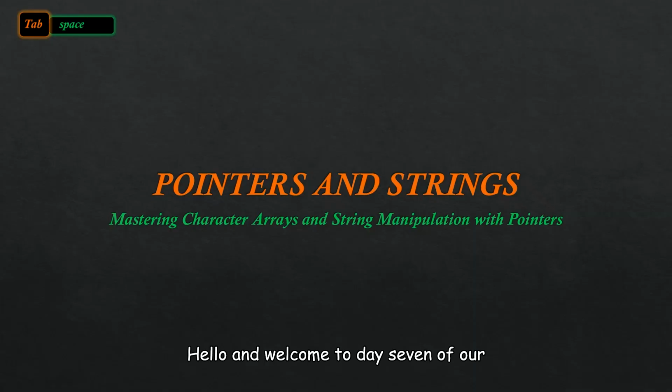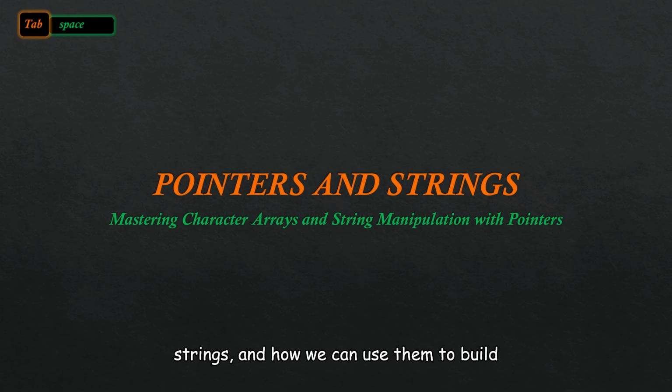Hello and welcome to day 7 of our pointers mastery course. Today we are going to explore a fundamental concept in C and C++ programming, pointers and strings. These two elements, when combined, give programmers low-level control over text manipulation and data processing. Whether you are building simple command line tools or working on embedded systems, understanding how to handle strings using pointers is a key skill. Let's dive deep into how characters are stored in memory, how pointers traverse and manipulate these strings, and how we can use them to build practical applications.